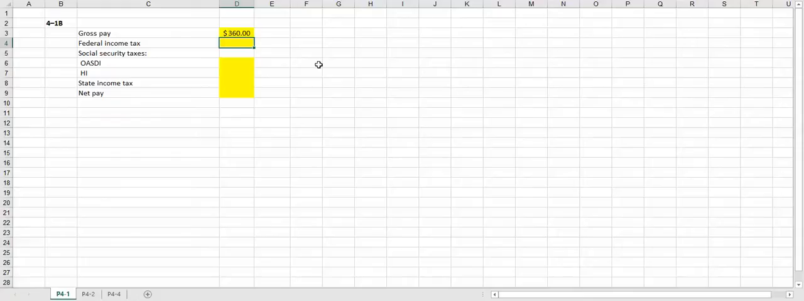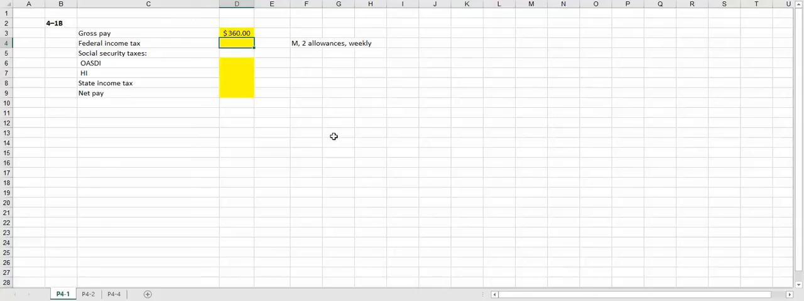So we are also told we are using the wage bracket method for his taxes. And he's married with 2 allowances. So I'm just going to make a note over here by federal income tax. Married, 2 allowances, and he's paid weekly. That's going to save me some flipping back and forth later. So let's figure out the federal income tax.